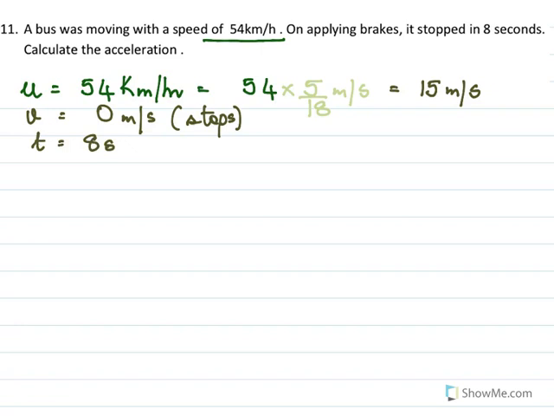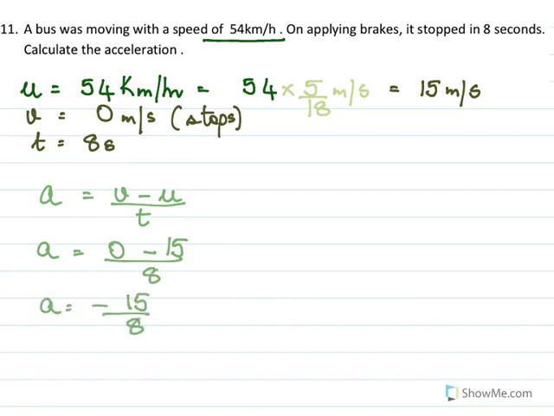So we need to find its acceleration. So acceleration equal to final minus initial over time. So acceleration we don't know, 0 minus u, we saw is 15, and time we see is 8. So the acceleration is minus 15 by 8 meter per second square. The next question is, why did we get a negative sign? The negative sign indicates that the body has slowed down.